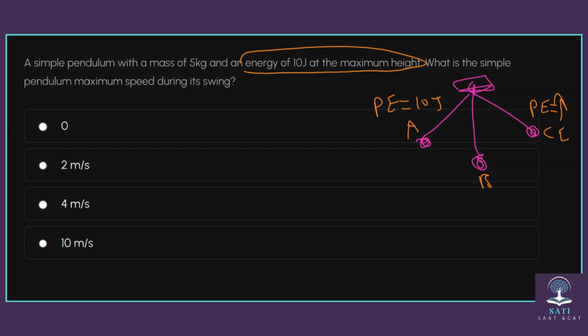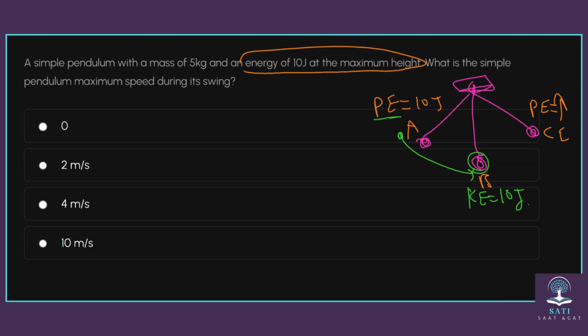But as we understand, and you can go back to the video of this part before, as long as the pendulum goes from point A to point B, which is from the maximum height to the lowest height, the potential energy, all of it will be transformed into what? Kinetic energy. So the kinetic energy at this point will become the maximum, which is 10 joules.